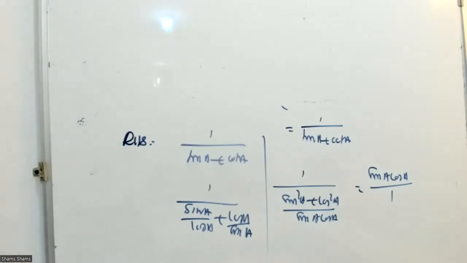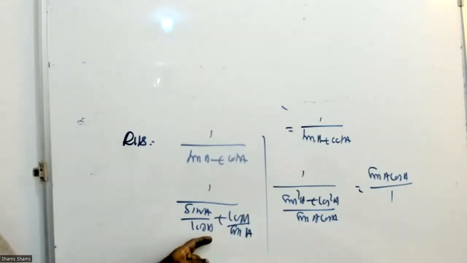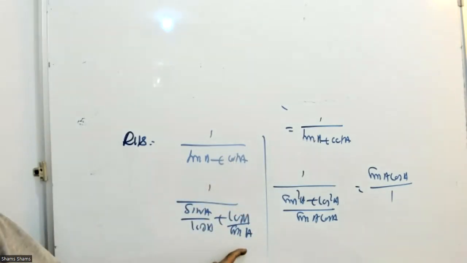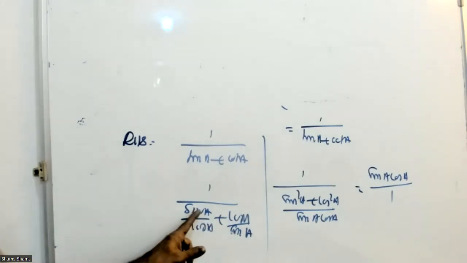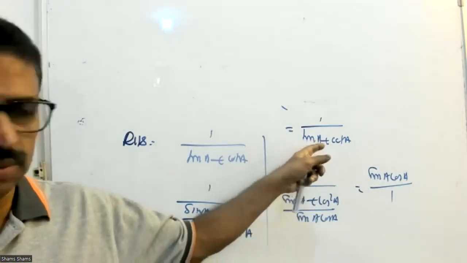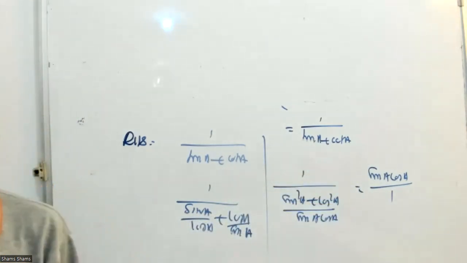So what is that? Sin A by cos A plus this one. See, tan A is sin A by cos A plus cot A is cos A by sin A. Then LCM is sin square A plus cos square A divided by sin A cos A. That is going up. Then sin A cos A divided by sin square A plus cos square A means what? 1. Okay. So that means we got sin A cos A, and the simplified one is also sin A cos A. Okay. Finish.